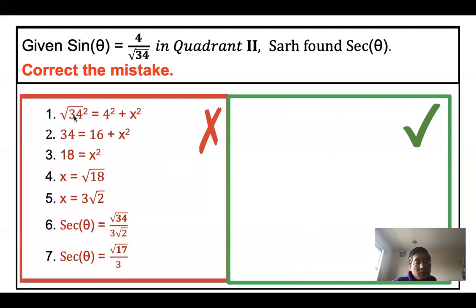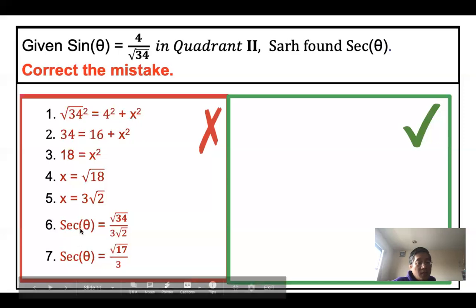And if you square it, the 34 square root cancels, becomes 34. 4 squared is 16. Correct. x squared is 18. Correct. And then you do the square root of both sides. You changed the side, which is okay, right? It's not wrong. But x equals the square root of 18. And the square root of 18, Sarah skipped one step. The square root of 18 can be what? The square root of 9 times the square root of 2. And the square root of 9 is 3. Well, this is correct. 3 square root of 2.